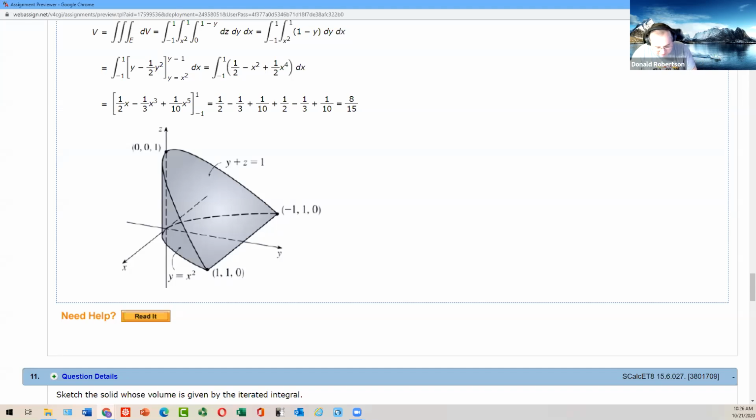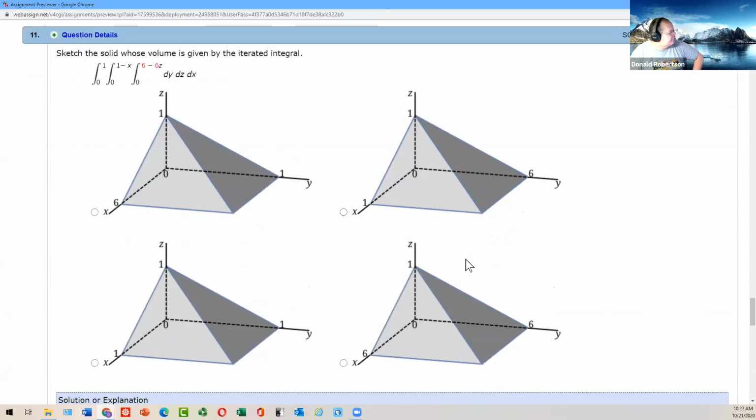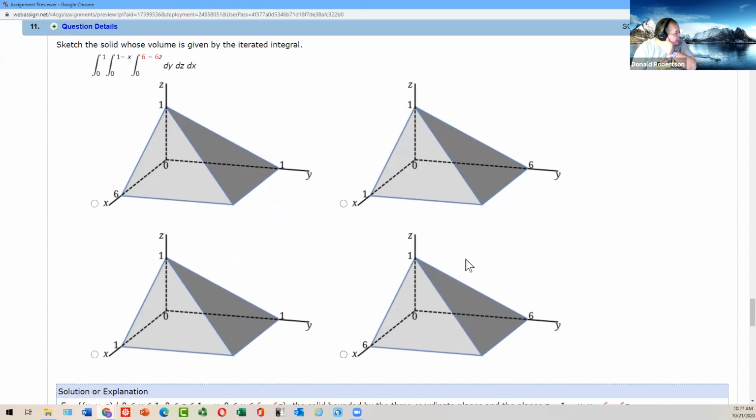I'm not sure if the picture actually helps or hinders the process, because the algebra came out a lot easier than that. Here is a shape, and there are 4 pictures that you need to match. One of these 4 represents this volume. Which one?